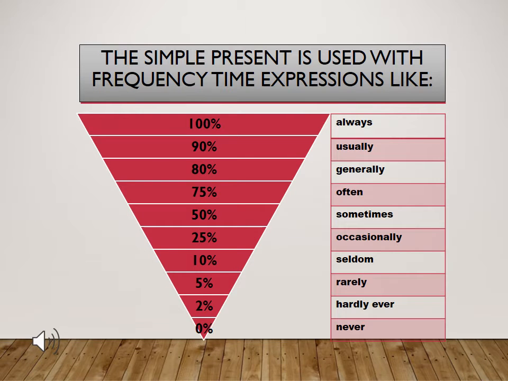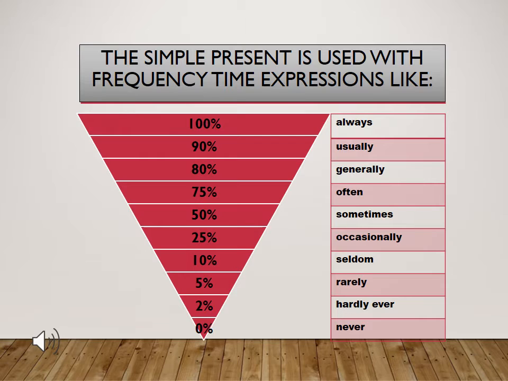Now, I will explain how the simple present tense is used with frequency time expressions. Like you can see in the chart, there are some frequency time expressions like always, usually, generally, often, sometimes, occasionally, seldom, rarely, hardly ever, and never. There are also some percentages which are showing their use.